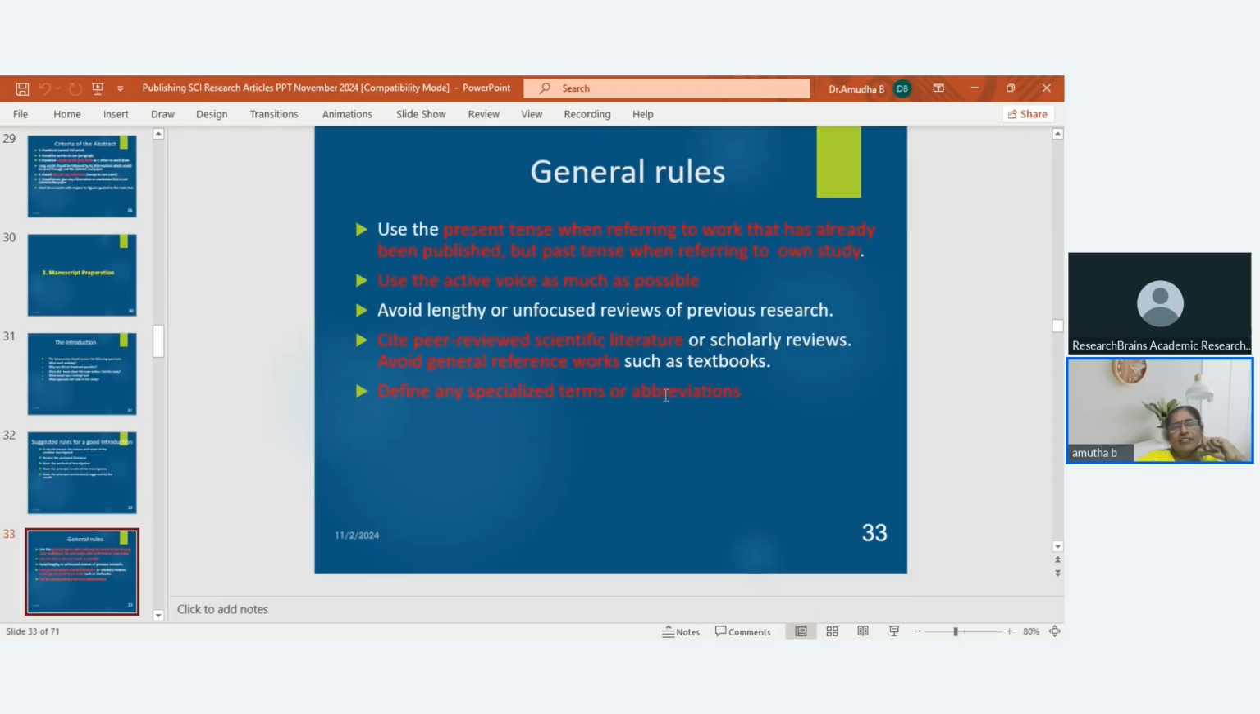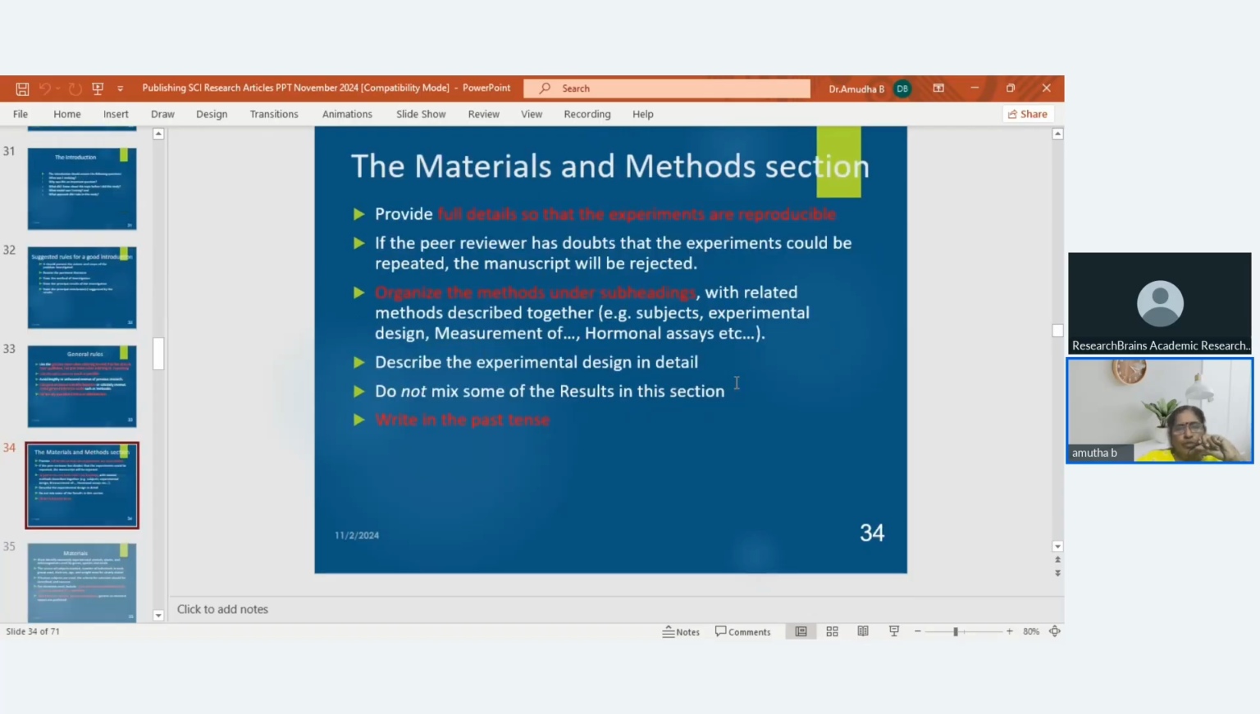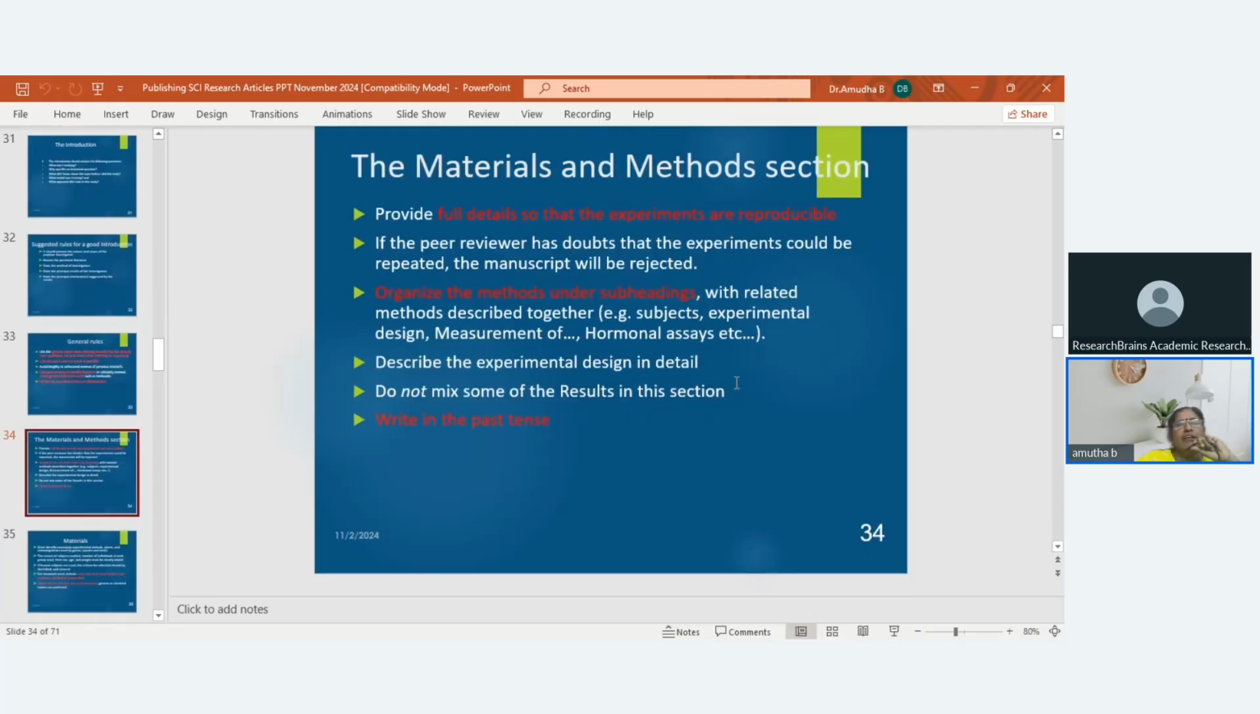Special terms must be abbreviated properly. These are some of the rules before you write your manuscript. And the materials and methods section will provide the full experimentation. You are not able to write the entire method, the flowchart, the block diagram, or the algorithm, at a stretch.